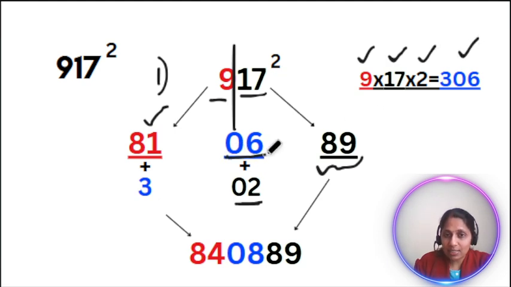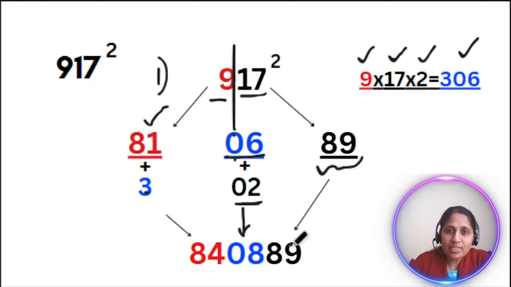So not 6 here. Why do I put 0? Because it's 2 digits. This 0 is important because it comes into our answer as such. So don't put 6 alone. 0, 6 and the carry forward 3. Now add them again. 6 plus 2 is 8. So 08, 2 digits. And 81 plus 3 is 84. So the answer is 840,889. Right? It's as simple as that.